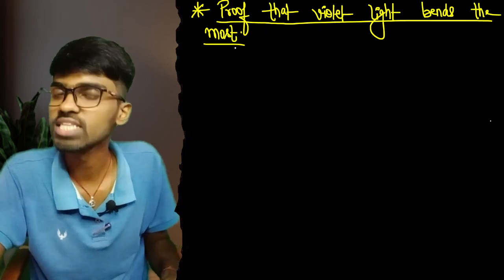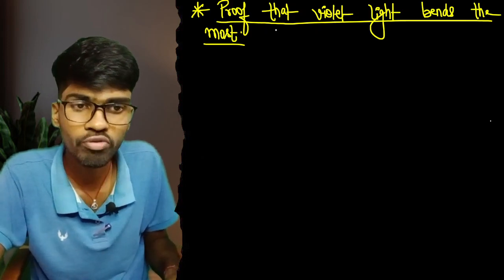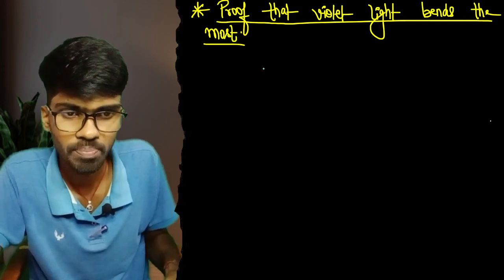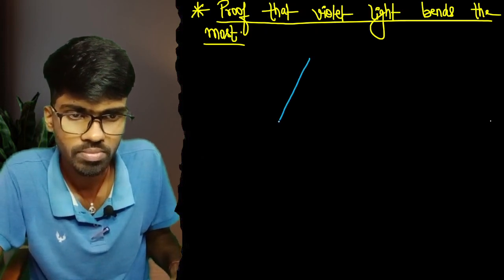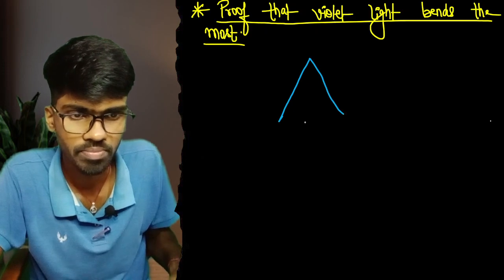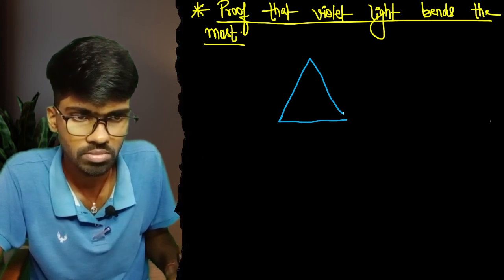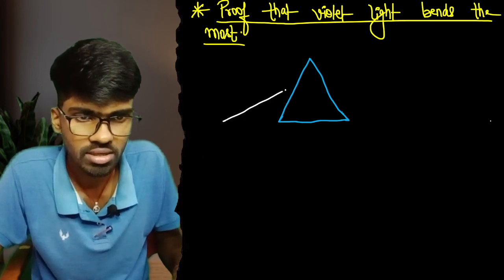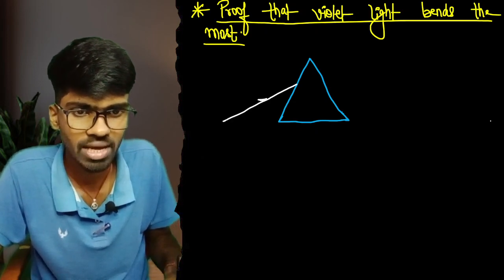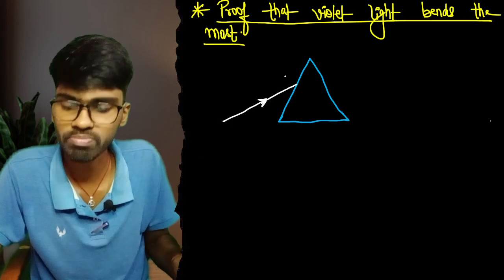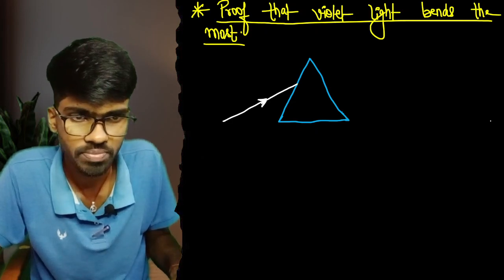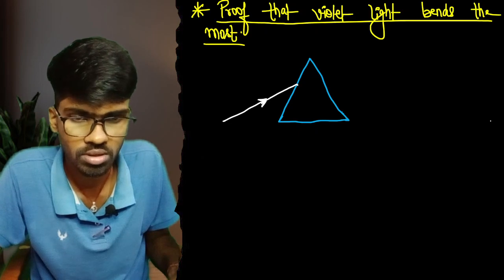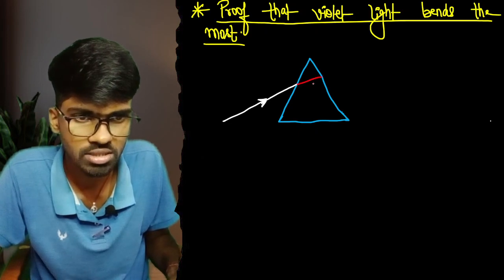Dear students, in this lecture we are going to discuss or prove that violet light bends the most. So let us first draw a prism. It is a prism. When white light falls into it like this, what happens? We know that light gets dispersed like this. It certainly goes like this.